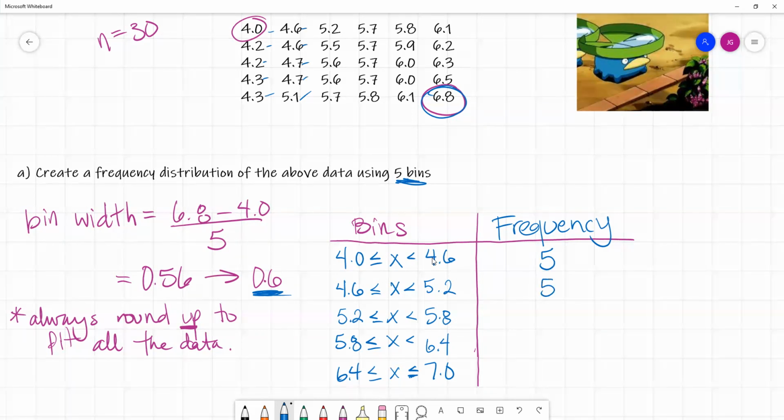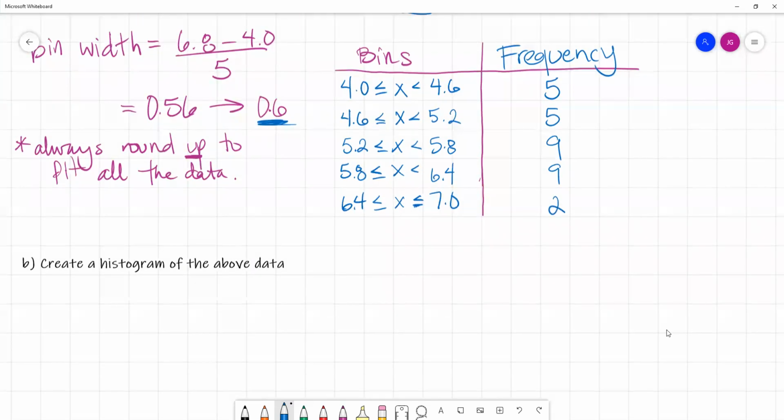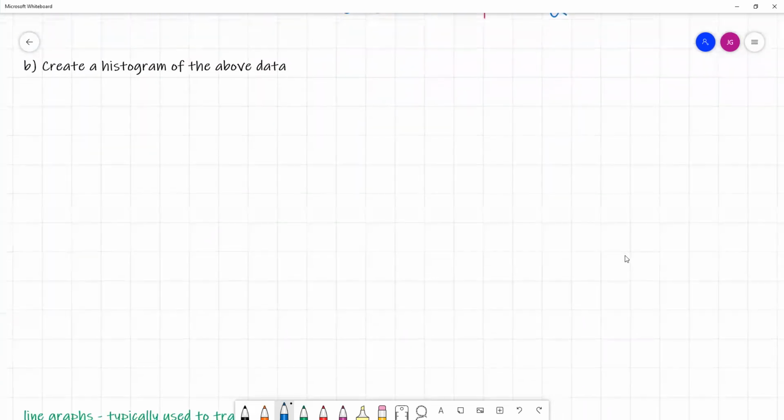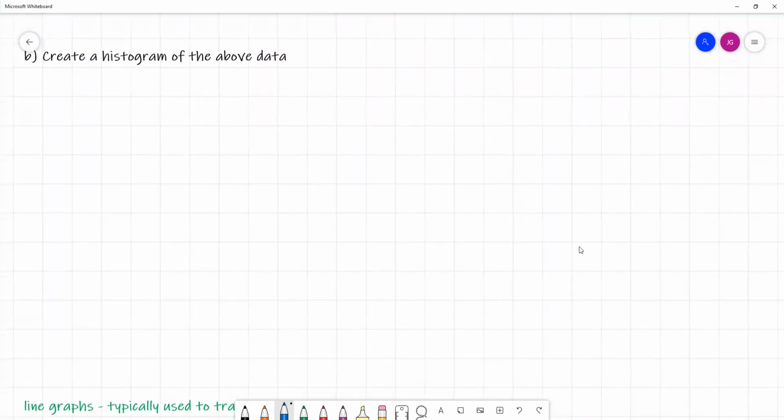Okay, go ahead and repeat that process just to save us some time. I'm going to do the rest for you. 9, 9, 2. Okay, but maybe pause the video and go back and check to make sure that you understand why that one's 9, why that one's 9, and why that one's 2. It's always nice to add this all up and make sure it matches your sample size, right? So 5 plus 5 is 10, 9 plus 9 is 18, 28 plus 2 is 30. Okay, so we're good. Now we're going to make our histogram using that frequency distribution.